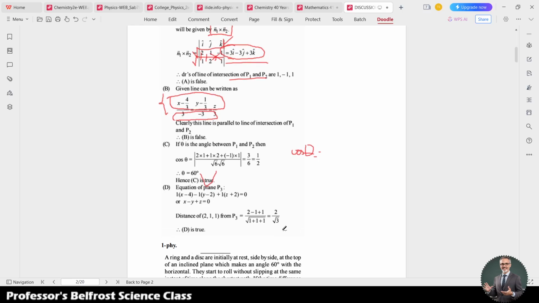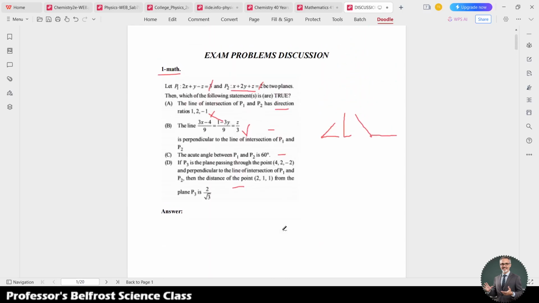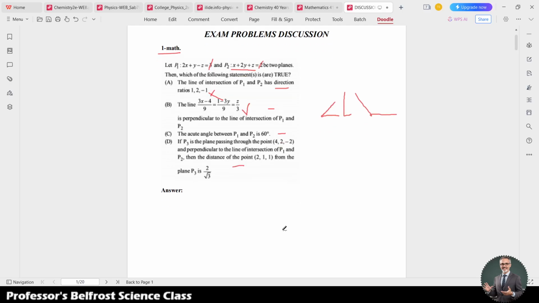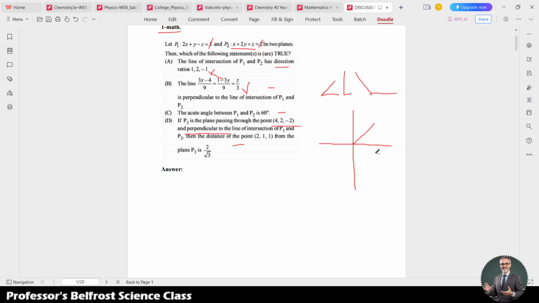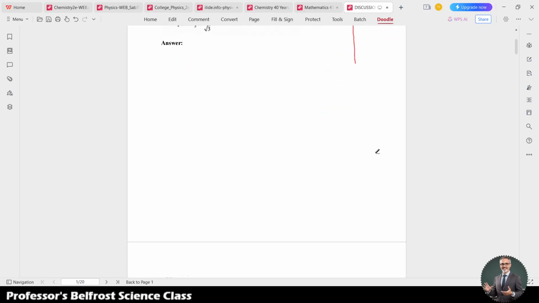How about D? The equation of plane P3 is very straightforward. It says P3 is the plane passing through this point and perpendicular to the line of intersection of P1 and P2. So P1 and P2 intersect like this, and the line of intersection is perpendicular to the plane in this way. Then the distance of the point (2, 1, 1) from the plane P3 is asked.